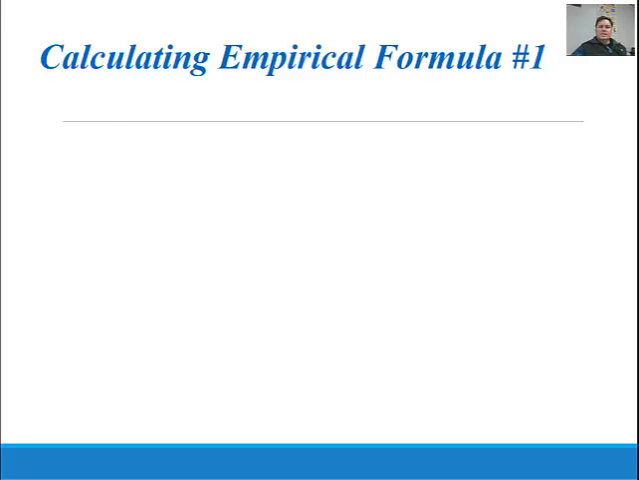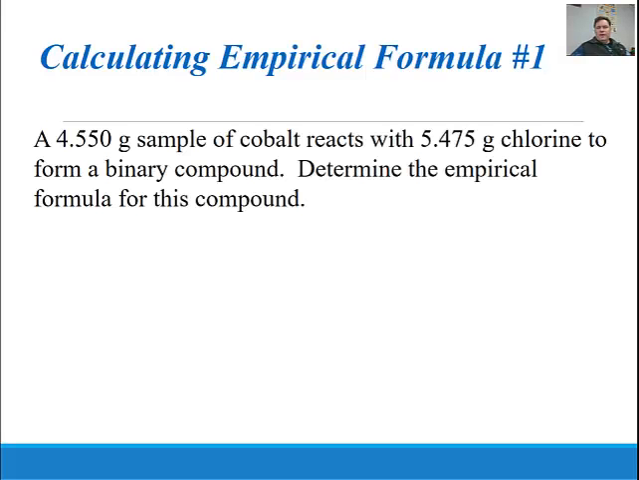All right, so let's look at an example here. Let's say I have 4.50 grams of a sample of cobalt that reacts with 4.475 grams of chlorine to form a binary compound. Determine the empirical formula for this. Well, let's see. Cobalt's a metal, chlorine's a non-metal, so we're going to have an ionic compound.